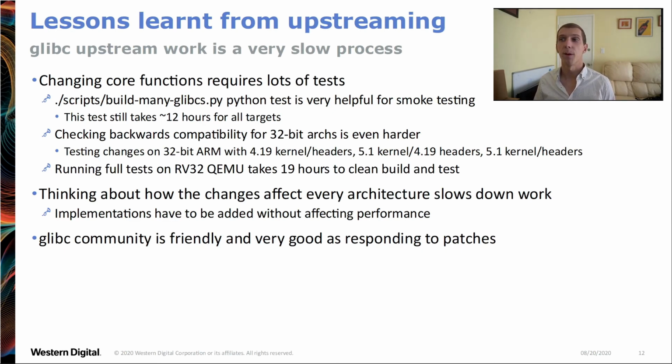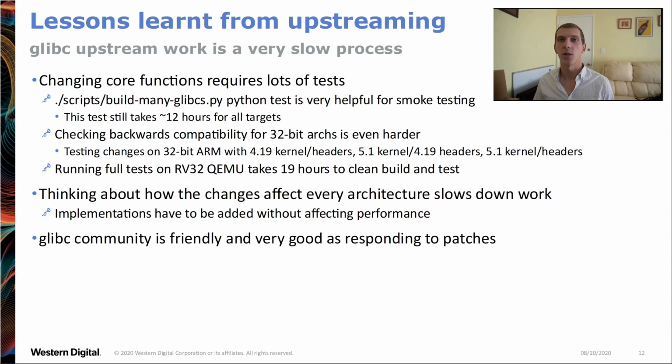On top of that, checking backwards compatibility for 32-bit architectures is even harder. At one point, I was testing changes for 32-bit ARM with the 4.19 kernel and the 4.19 headers, the 5.1 kernel and the 4.19 headers, and the 5.1 kernel and 5.1 headers. So this is a whole range of different combinations with and without the new 64-bit syscalls to make sure we didn't break any other architectures. You also have to run full tests on 32-bit QEMU for RISC-V, and it takes about 19 hours to run from a clean build and test. So it takes a long time to make a change and test it all before submitting new patches.